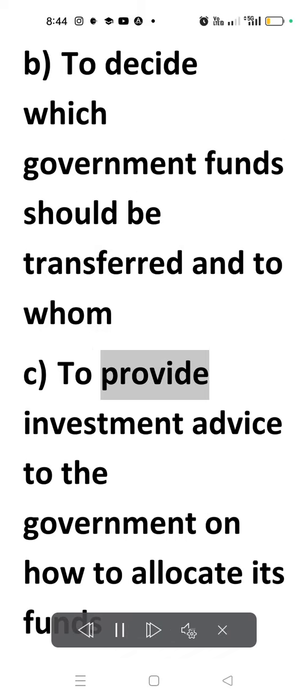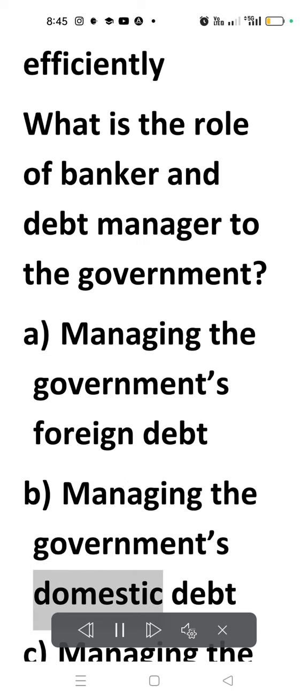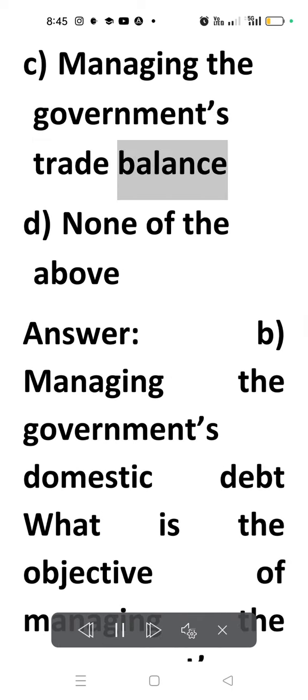What is the role of banker and debt manager to the government? Managing the government's foreign debt. Managing the government's domestic debt. Managing the government's trade balance. None of the above. Answer: B. Managing the government's domestic debt.